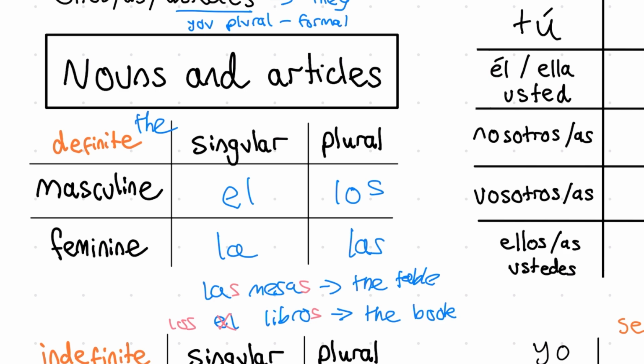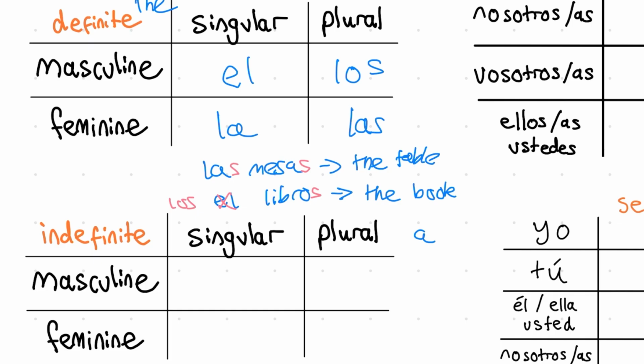Okay, moving on to the indefinite articles, which is going to be your a in English. So the singular masculine one is un. To make this plural, it becomes unos. Singular feminine is una, and to make this plural, it becomes unas. So we can have una mesa, a table, etc.